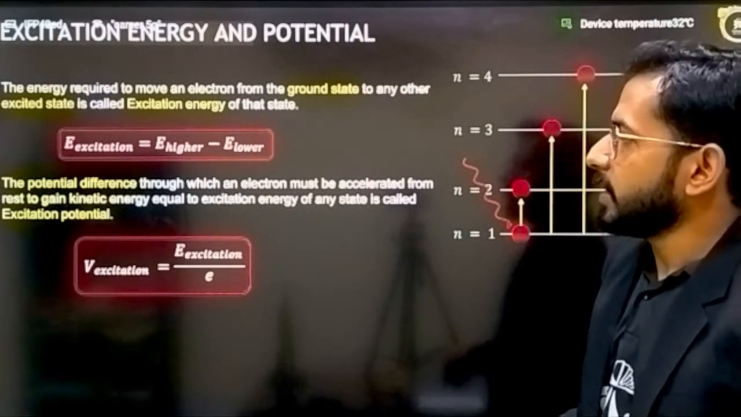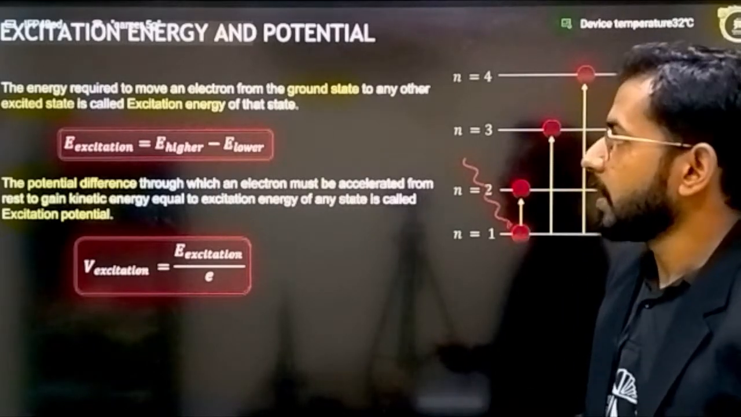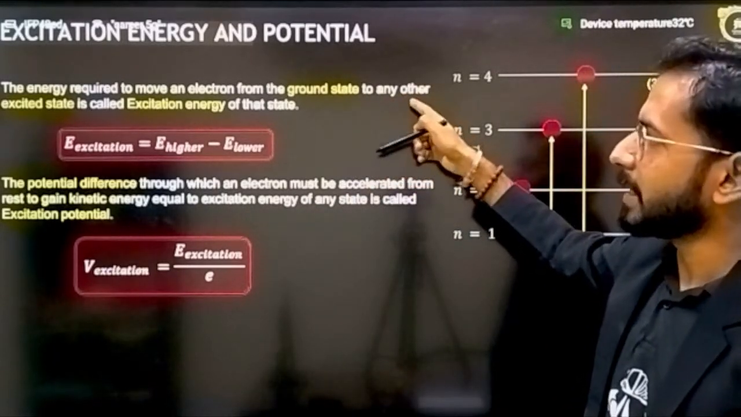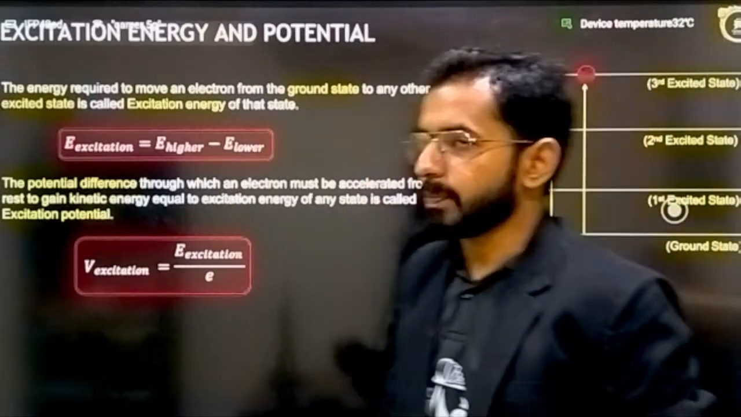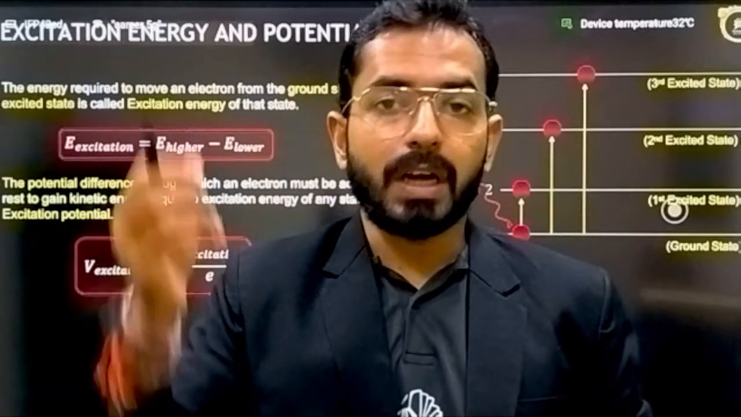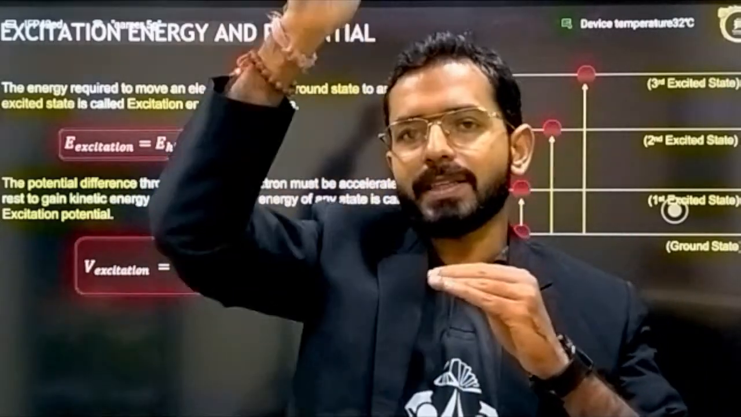And next one is excitation energy and the potential that is taken with that. What is excitation energy? Energy required to move the electron from ground state to any other excited state is called excitation energy. If you want to take an electron from ground state to any other state, you have to give it energy. When it has to move to a higher excited state, you have to give energy.